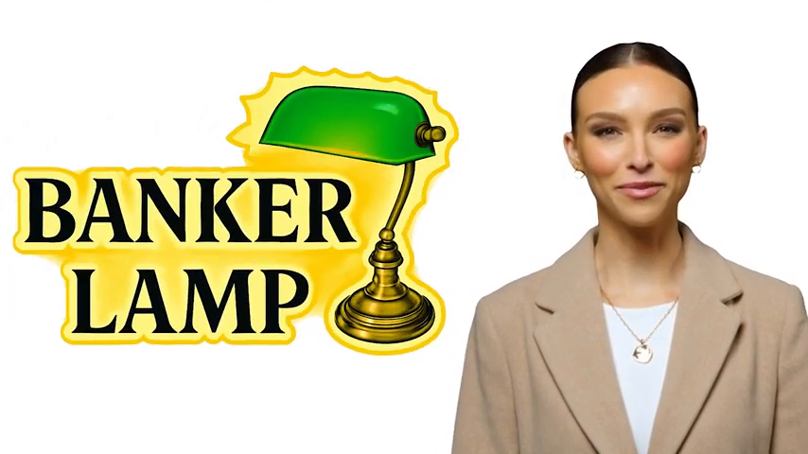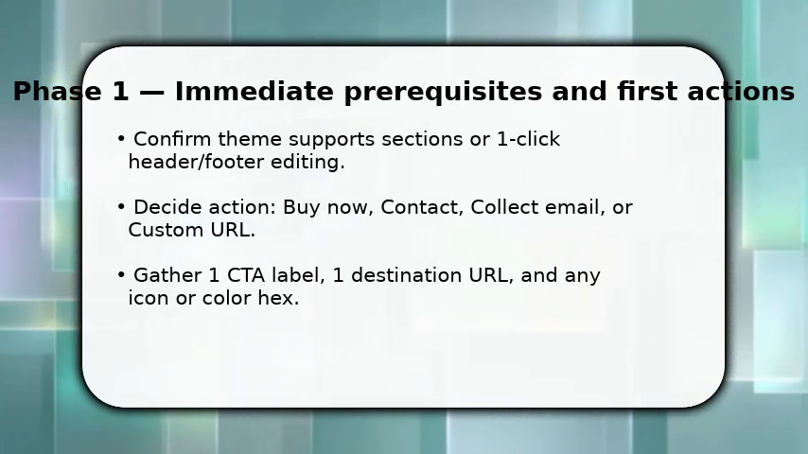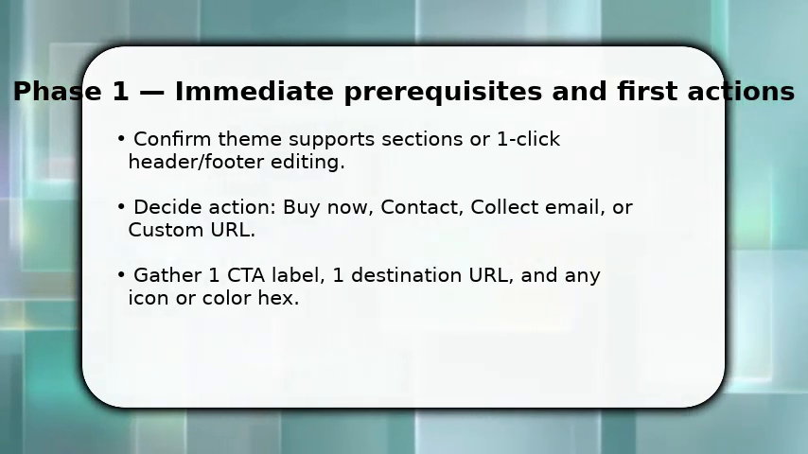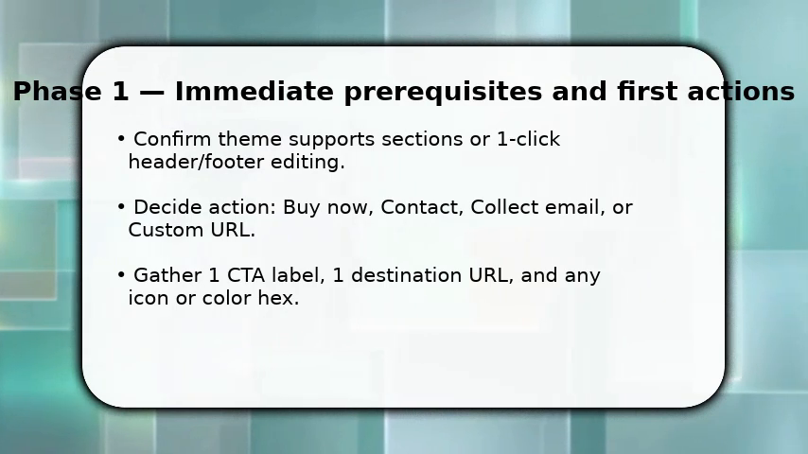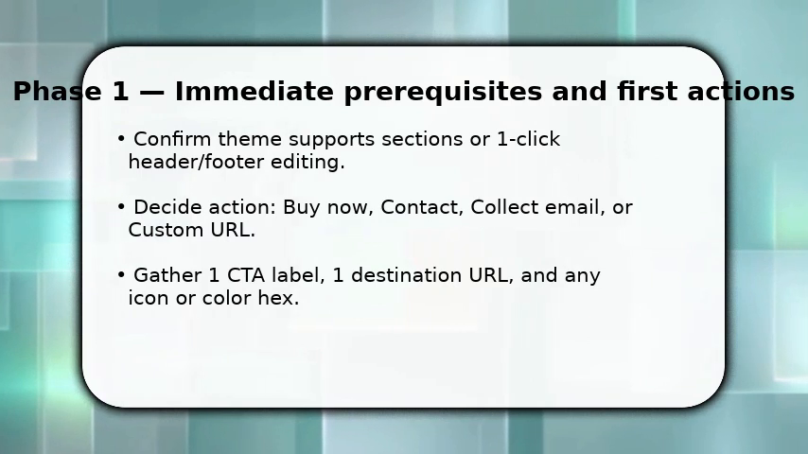Please enjoy the video. You start by choosing where the CTA should live and why. Pick header, product, or collection pages. Once done, open Shopify admin and go to Online Store, Themes, Customize. Make sure the live theme is selected.